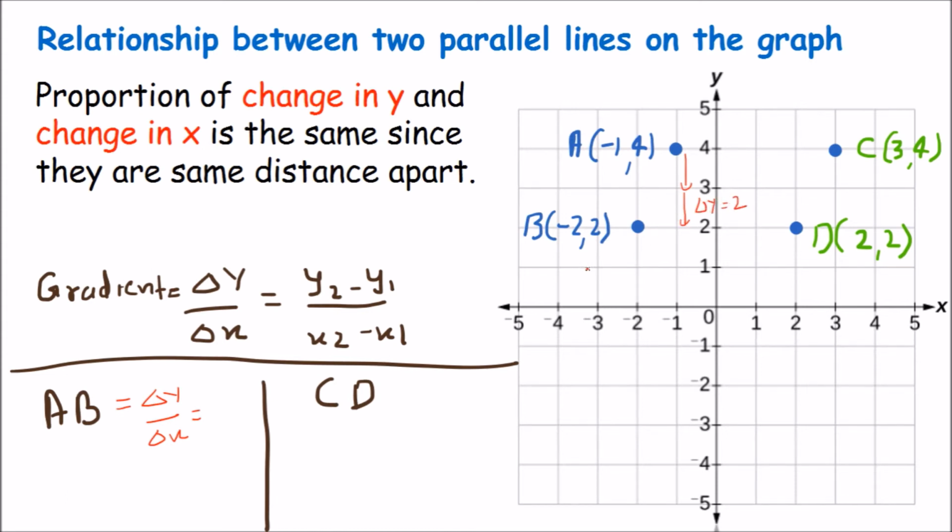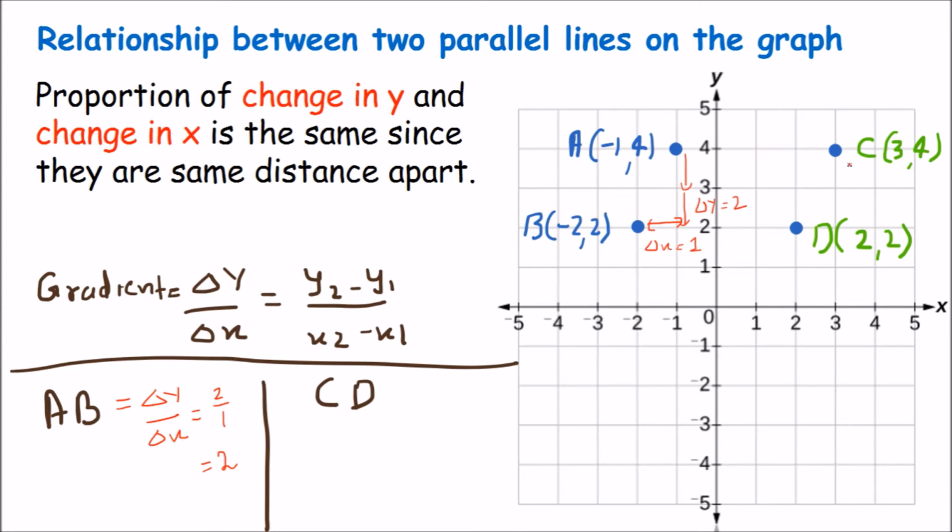What about change in x? At point A, x is minus 1, and at point B, x is minus 2. So we can say that the change in x is 1, since x has changed only 1 unit. So now we know the change in y and change in x, which is 2 divided by 1. So the gradient of AB is 2.